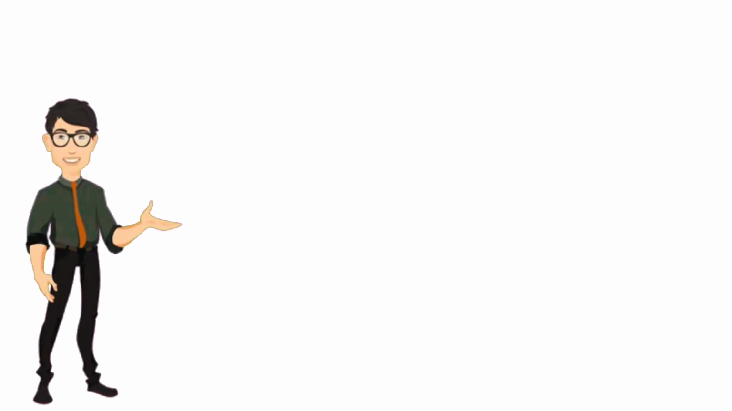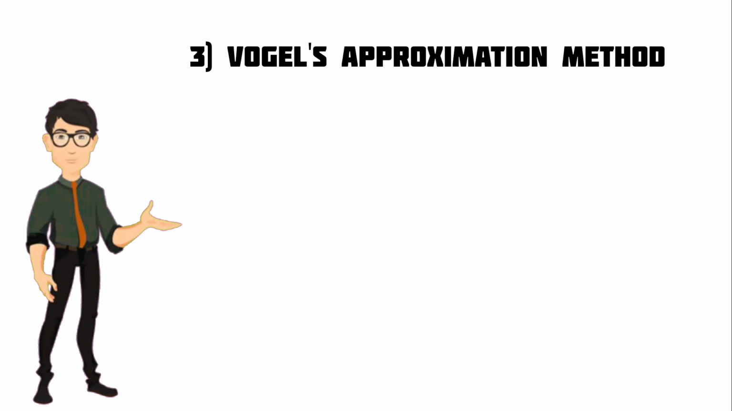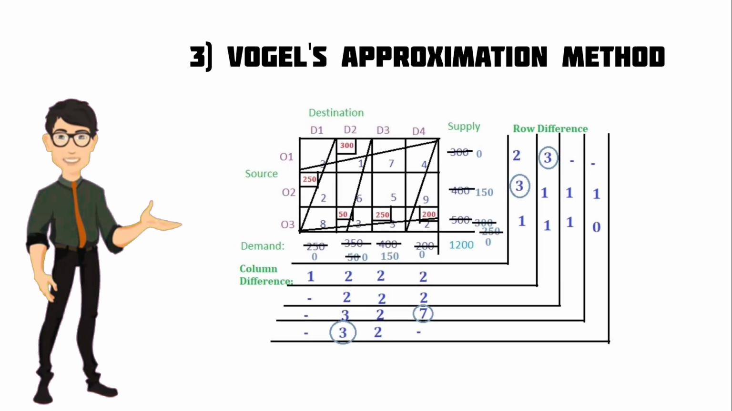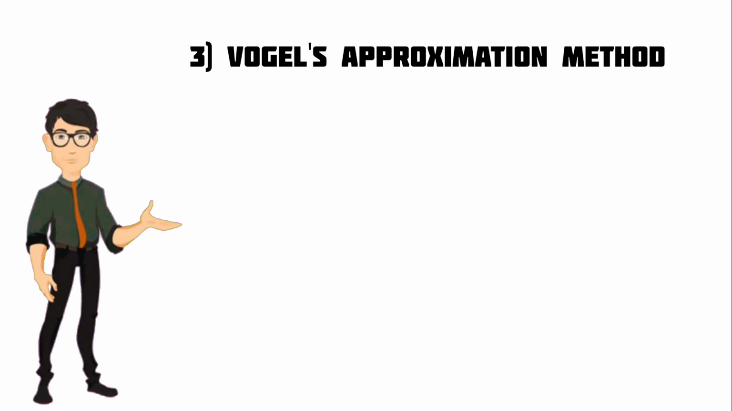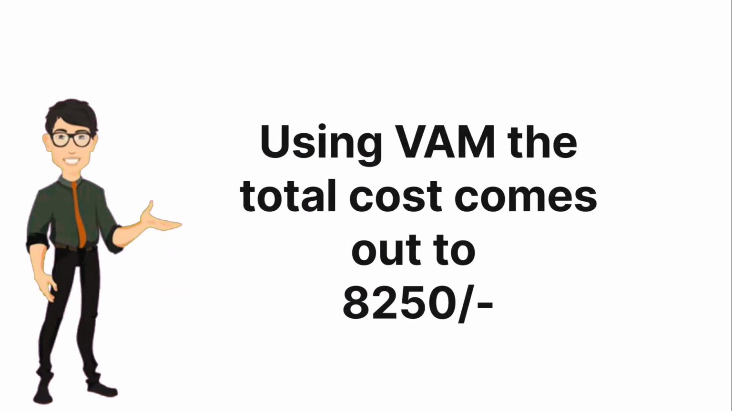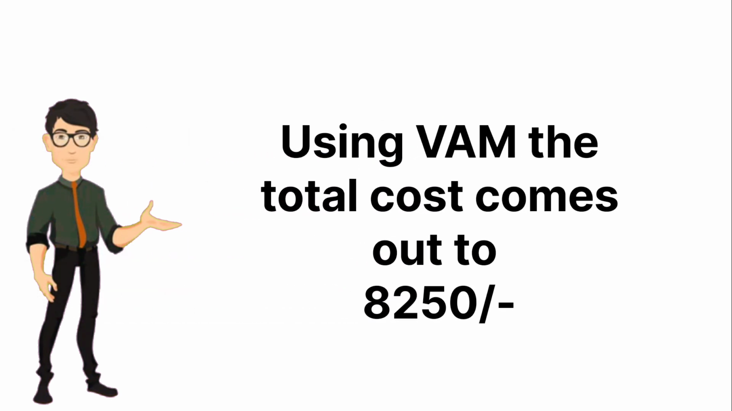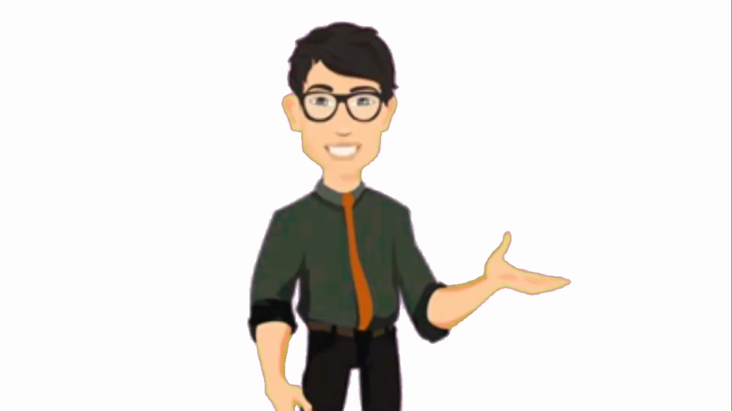Finally, the company uses the more strategic Vogel's approximation method. This method calculates penalties, the difference between the 2 cheapest costs in a row or column, to prioritize decisions and avoid expensive allocations later. Using VAM, the total transportation cost also comes out to 8,250 INR, the same as the least cost method, but VAM often gives a more balanced distribution for future optimization.